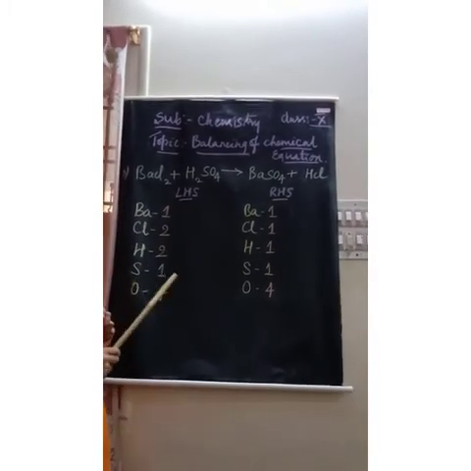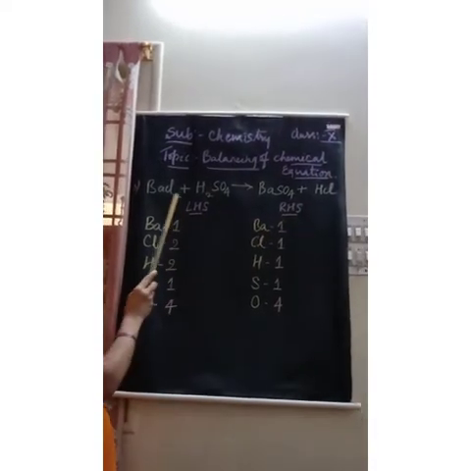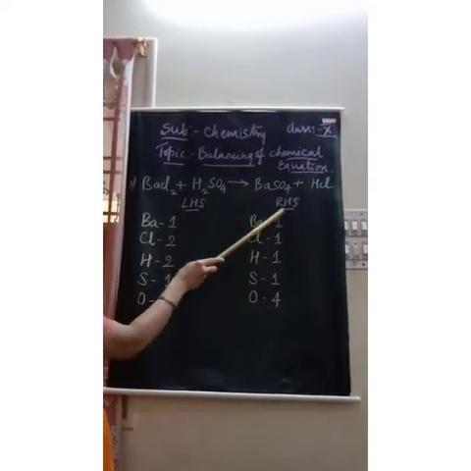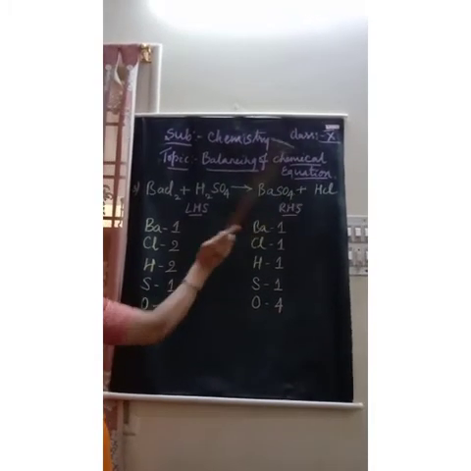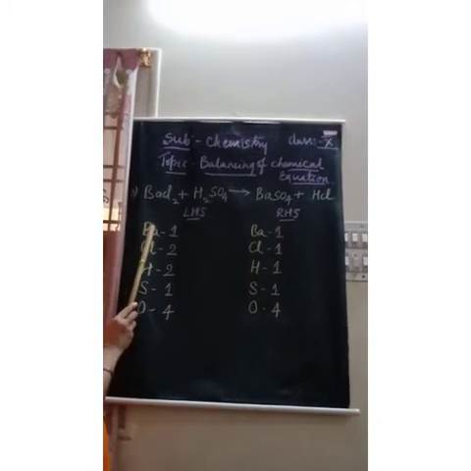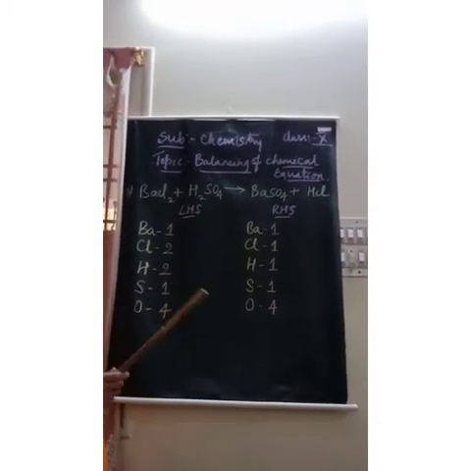First step is you have to identify LHS and RHS. So which are the LHS, children? Barium chloride and sulfuric acid. Which are the RHS? Barium sulfate and hydrochloric acid. Clear? Next step is we have to write the atoms in LHS and atoms in the product side.